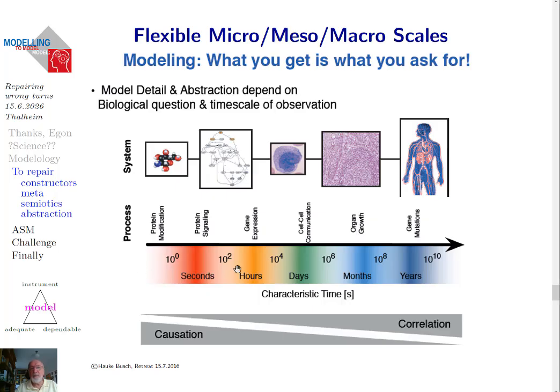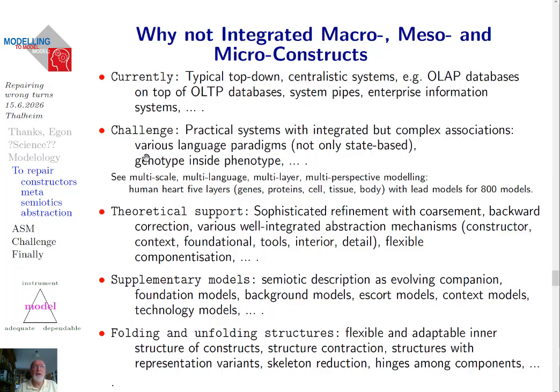That means we have pretty big differences in the granularity and also in the time frame we are using in this case. That means we should have a means for handling meso, macro and micro constructs in a sophisticated and well-founded way. In databases we start with so-called online transaction processing systems and build on top of them so-called online analytical processing. And this is only a one-way construct. Why not have macro, meso and micro together?